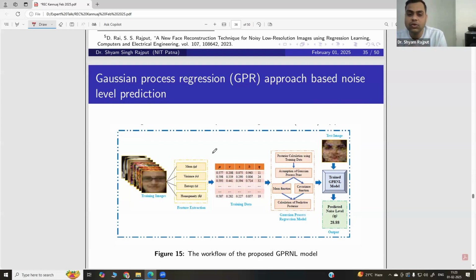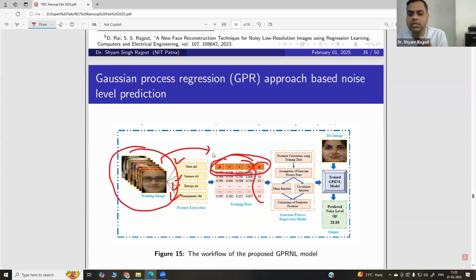So we train a Gaussian process regression model, and we use 4 features from the noisy training images: mean, variance, entropy, and homogeneity. We train the model on these 5 parameters: 4 are the features, and the 5th one is the corresponding noise level. We have already corrupted the training images with different levels of noise. We train the model to learn the mapping between these features and the corresponding noise. Once we train the model, we use it to predict the noise level from any random test image.